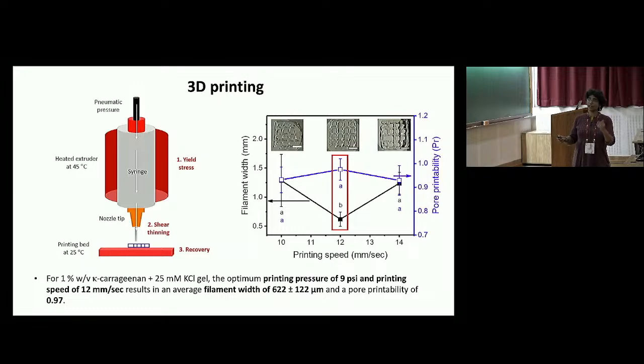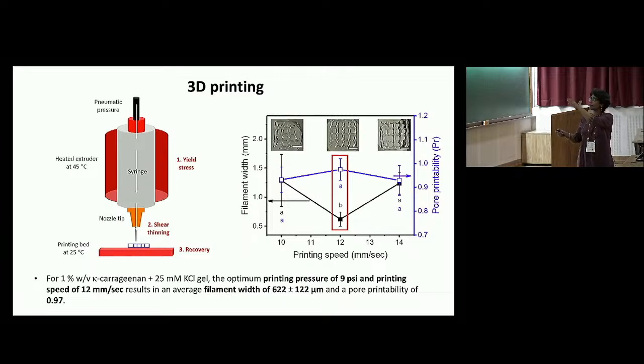So we then measured the yield stress of these at 45, how these are flowing at 45, how much stress is needed, and then how much is the recovery as it comes out of this printing extruder. So this is an example of the quantification of my filament width. Here the pressure, which I haven't mentioned, is around 9 psi, and there is a printing speed which we vary, and then we measure the printability. So remember, around 1 is what we are targeting, to get perfect squares in this grid.